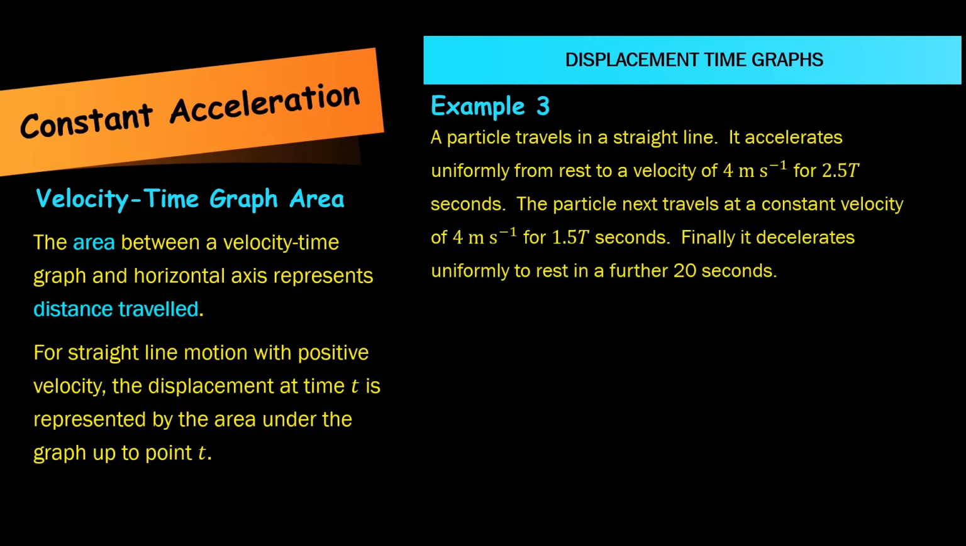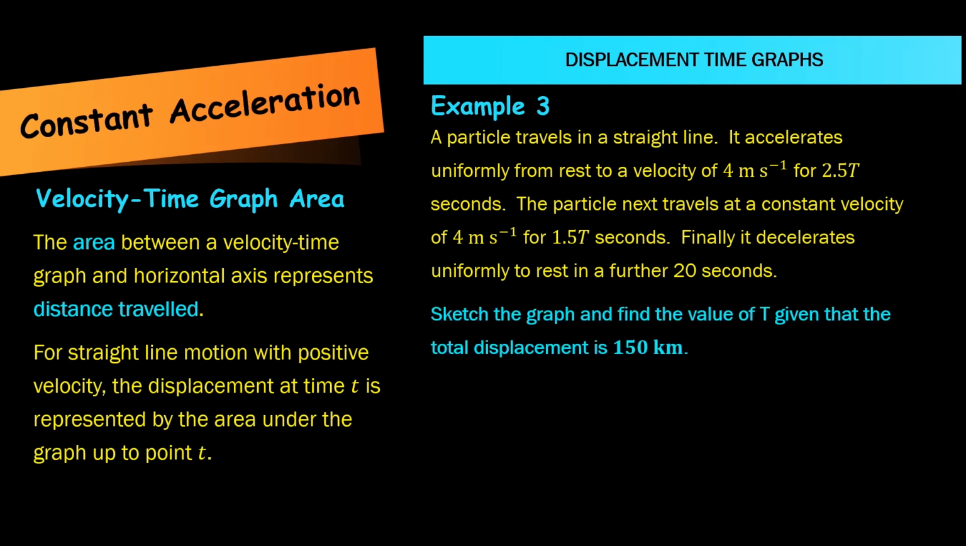A particle travels in a straight line. It accelerates uniformly from rest to a velocity of 4 meters per second for 2.5 t seconds. The particle next travels at a constant velocity of 4 meters per second for 1.5 t seconds. Finally, it decelerates uniformly to rest in a further 20 seconds. Sketch the graph and find the value of t given that the total displacement is 150 kilometers.